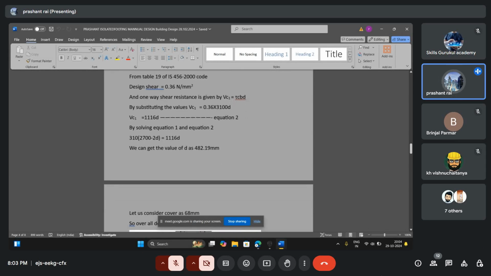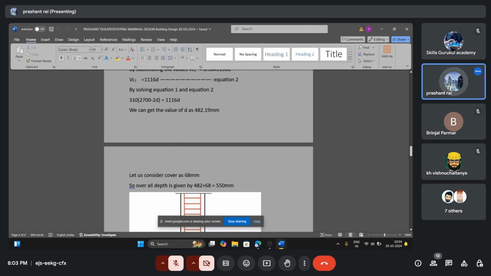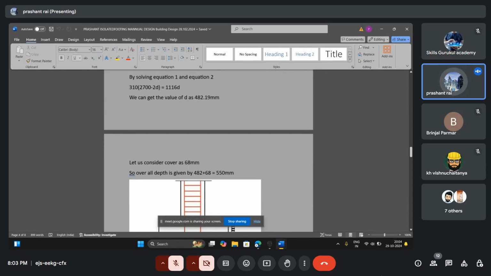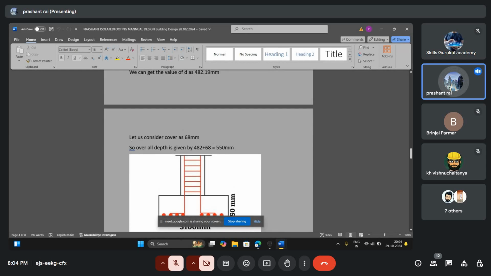tau c b d. After putting this value, we got the value of D, where D is the depth of the footing, as 482.19. Mostly we are providing the cover as 50 mm, but after adding this value, 482 plus 50 is nearly 550. So we are assuming this to convert it into a round figure.